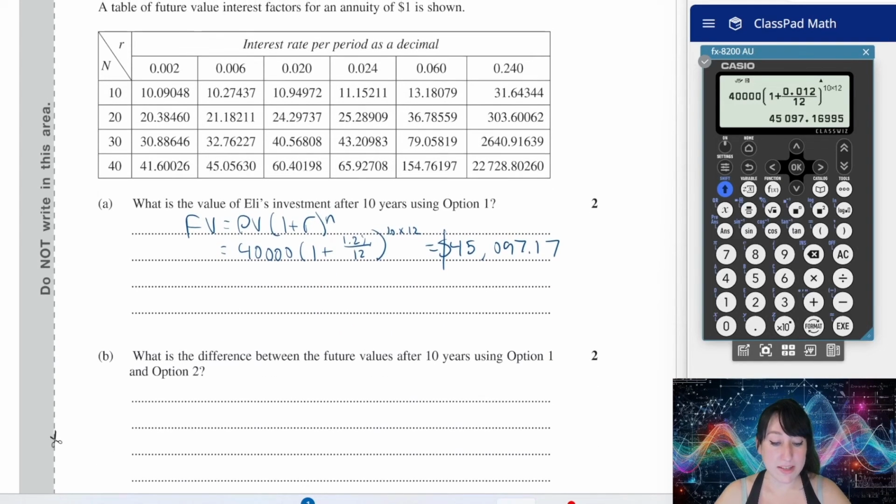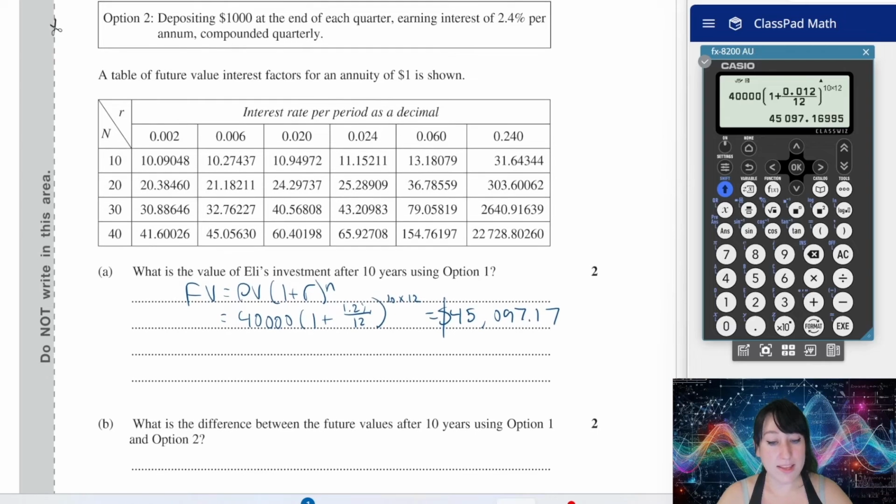Part B, what is the difference between the future values after 10 years using option 1 and option 2? Well, we've already worked out option 1. Let's work out option 2, which is an annuity. It's an annuity of $1,000.